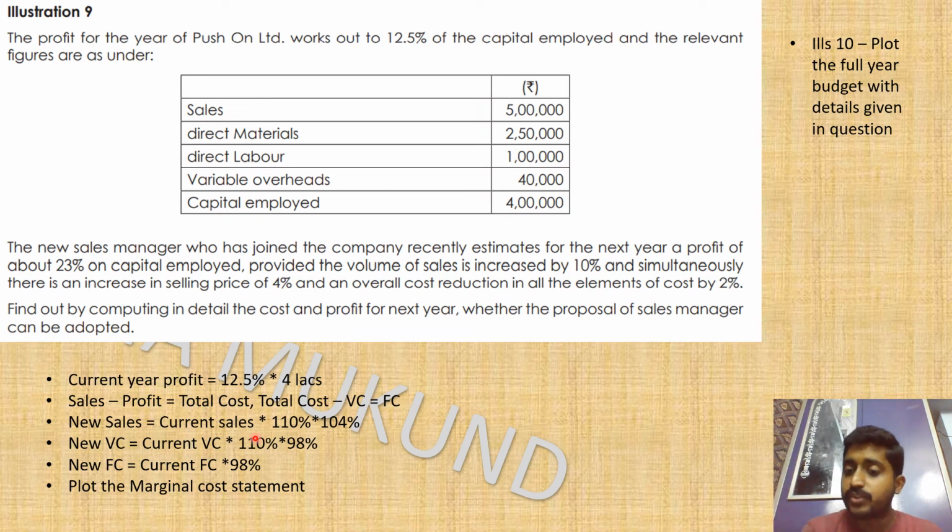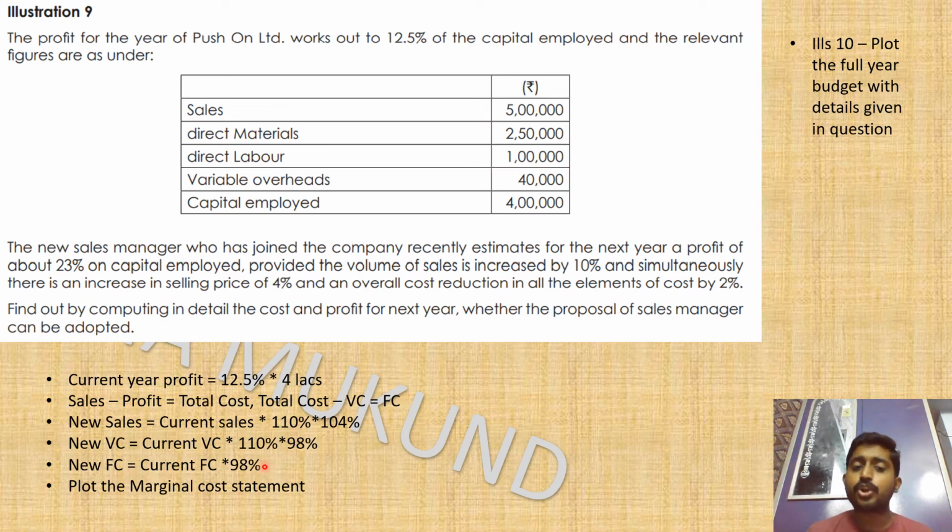Here is where most of the students make the mistake. They just multiply by 98% because the question is saying 2% cost reduction. So here is where we have to be very careful. We have to first increase the quantity. This is for the lesser quantity. Now the quantity has gone up by 10%. So 3.9 lakh variable cost multiplied by 110% and multiplied by 98% for the cost cutting.